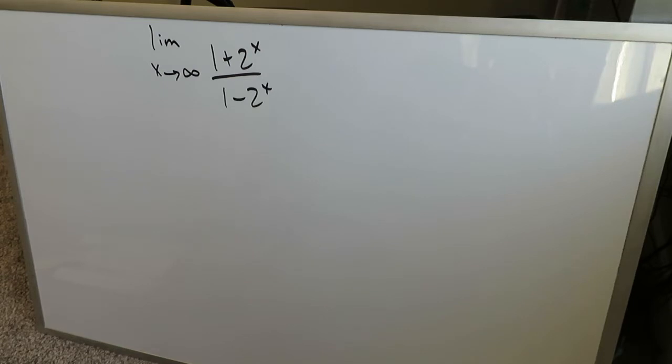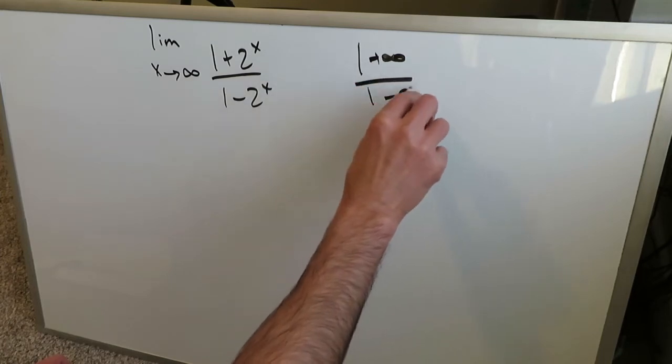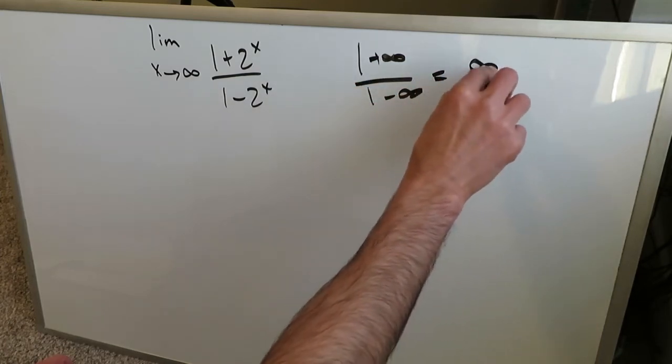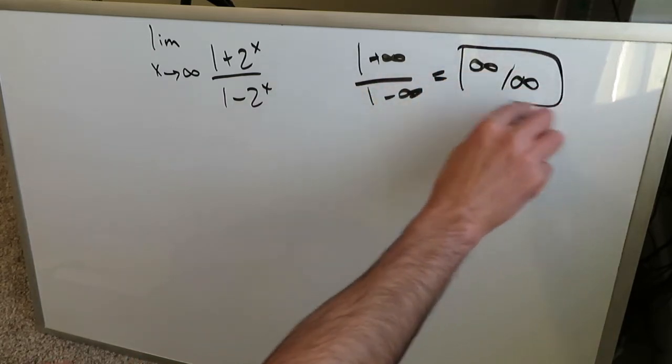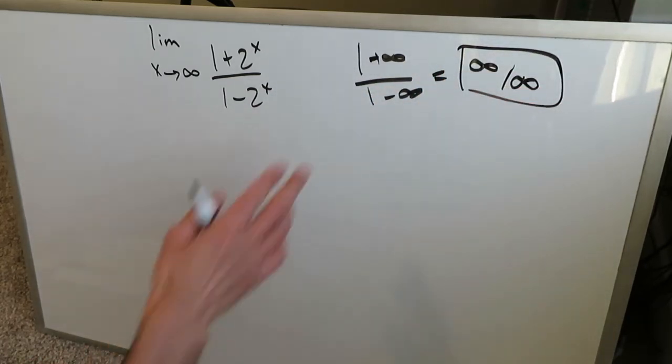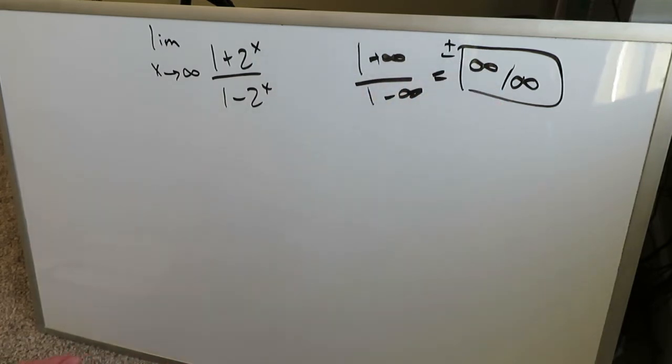If you plug in infinity, you can see very clearly that technically you have 1 plus infinity divided by 1 minus infinity, so you're dealing with an infinity over infinity form, which is a good indication for you to use L'Hopital's rule, because of positive infinity, minus infinity, and the rule is usually plus and minus infinity anyways.